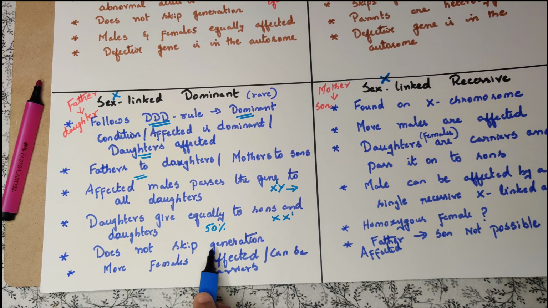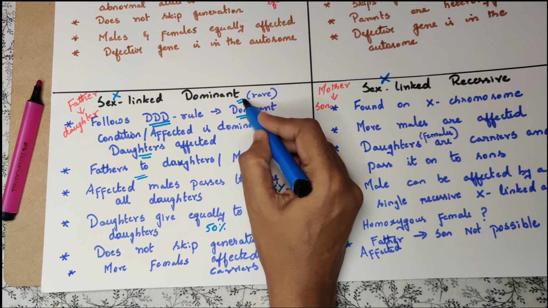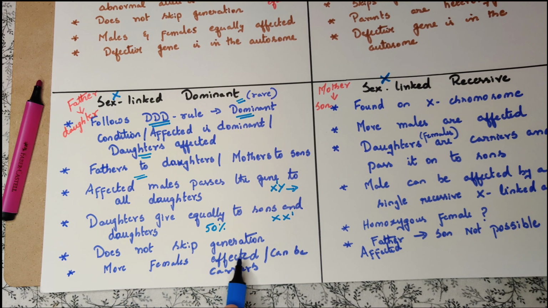It will not skip generation. Why? Because it is a dominant trait. And more females are affected, or females can be carriers for this type of inheritance pattern. Fathers can be affected here. Fathers can never be a carrier for this disease.